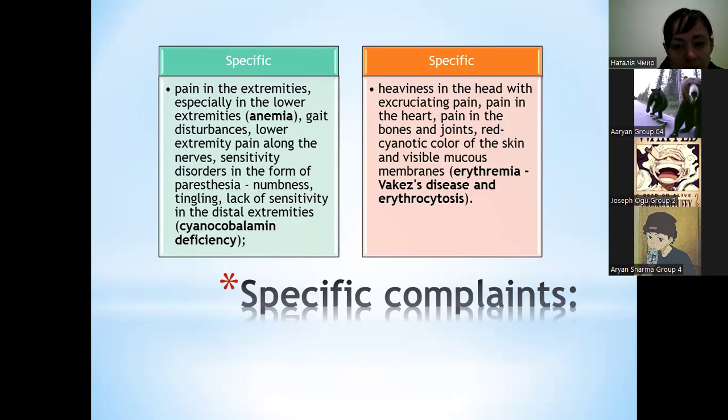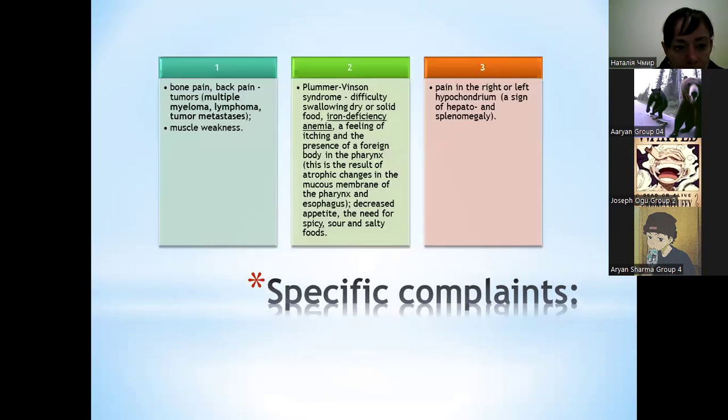are seen in B12 deficiency. Heaviness in the head with excruciating pain, pain in the heart, pain in the bones and joints, red cyanotic color of the skin and visible mucous membranes occur in patients with erythremia, Vaquez's disease and erythrocytosis. Specific complaints are also bone pain and back pain in tumors, multiple myeloma, lymphoma, and tumor metastasis, and muscle weakness.